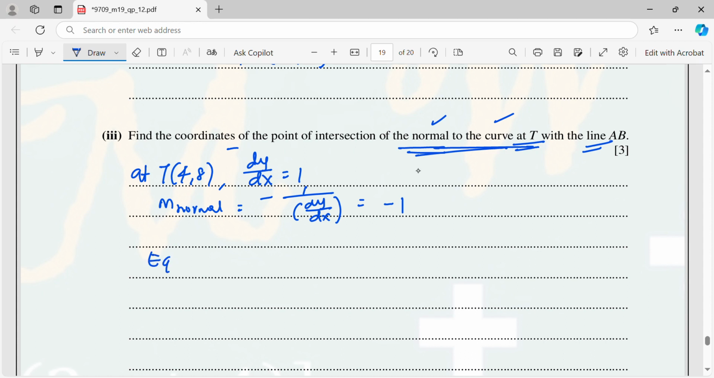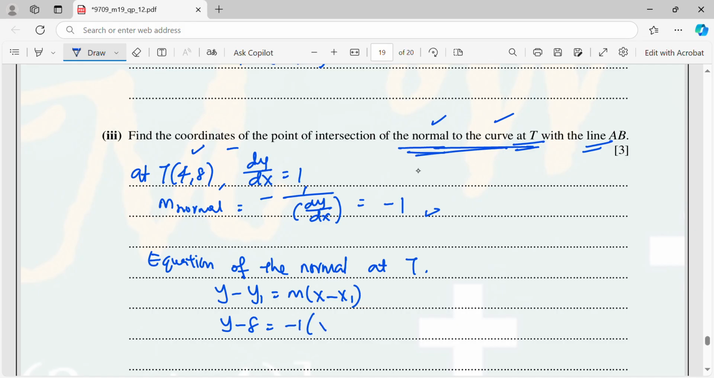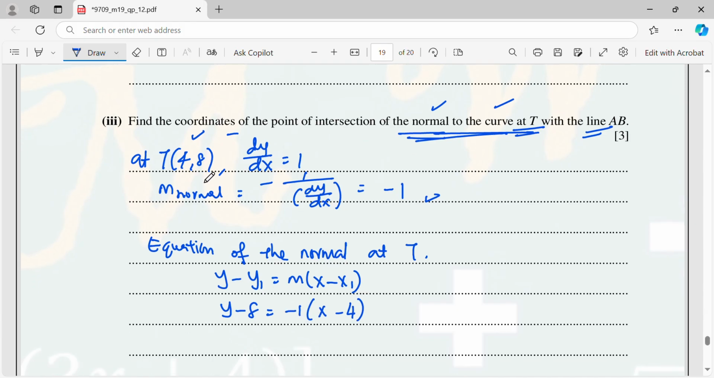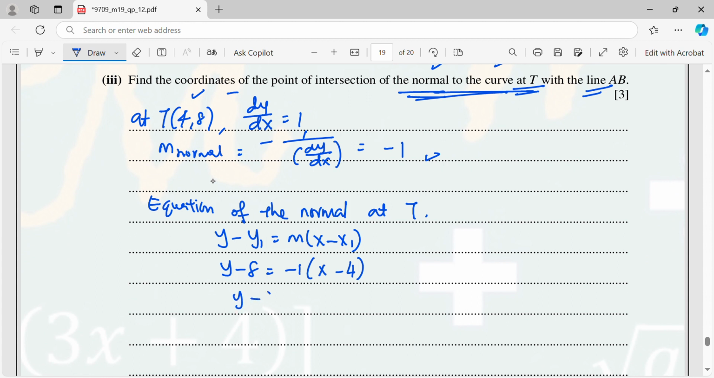So then I can calculate the equation of the normal at point T. Use this gradient and the coordinates (4, 8) to form the straight line equation. So y minus 8, the gradient is minus 1, times x minus 4. Right? So from here, y minus 8 is minus x plus 4. Hence, y equals minus x plus 12. This is my equation of the normal.